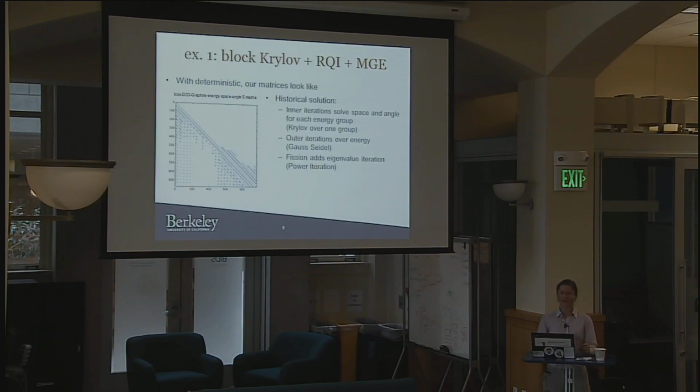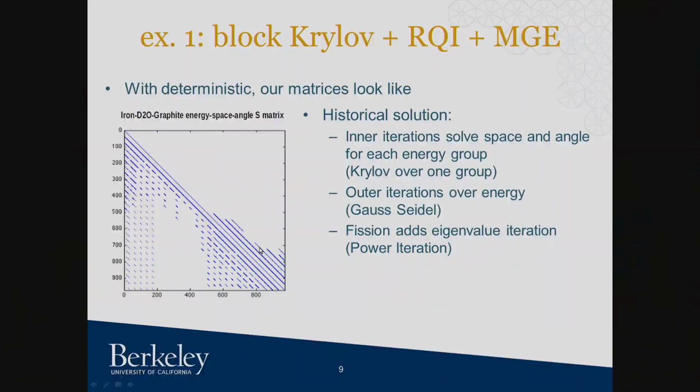Which is fine, but it's a lot easier to solve lower triangular matrices. So the more upscattering we have in our system, the more challenging it can be to solve this problem. And as we use more energy groups, we have more upscattering entries.